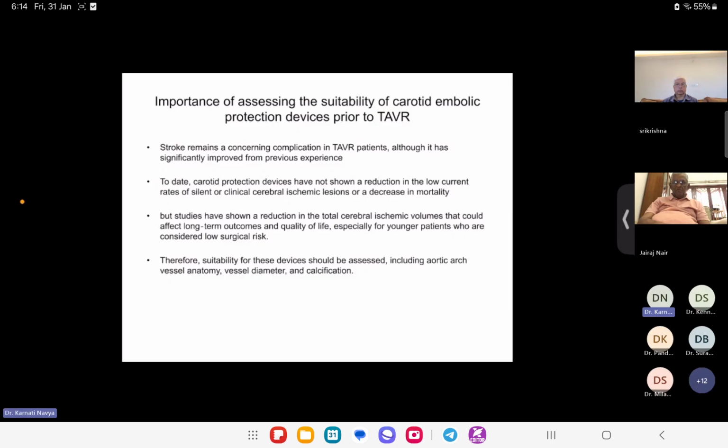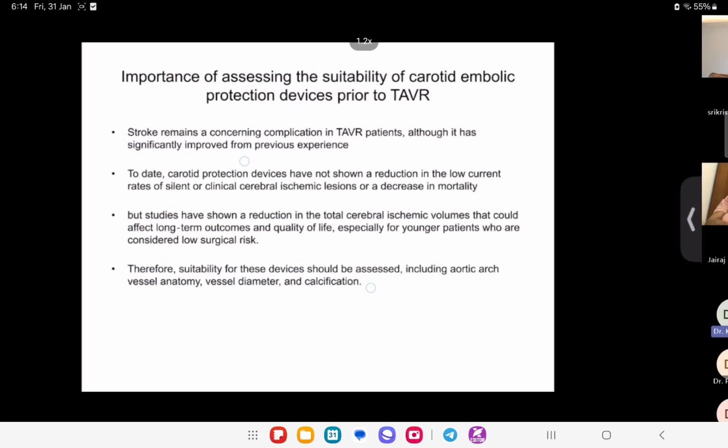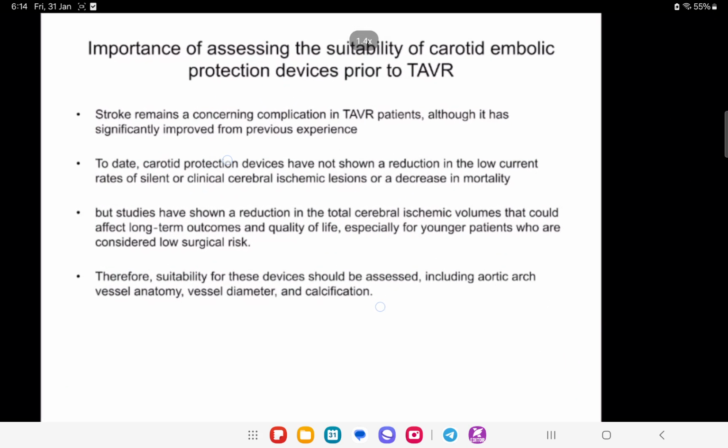But studies have shown a reduction in the total cerebral ischemic volumes that could affect long-term outcomes and quality of life, especially for younger patients who are considered low surgical risk. Therefore, suitability for these devices should be assessed, including aortic arch vessel anatomy, vessel diameter, and calcification.